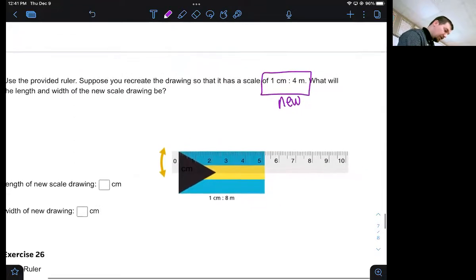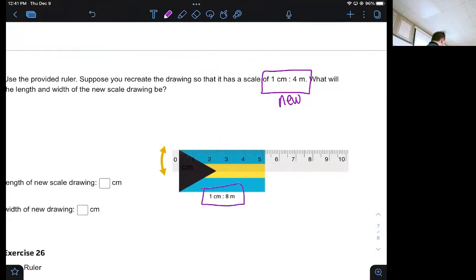So here's my question to you. If I go from a scale of 1 to 8 to 1 to 4, am I going to be getting larger or smaller? Ooh, we seem to be split on this. That's an 8th. That's a 4th.